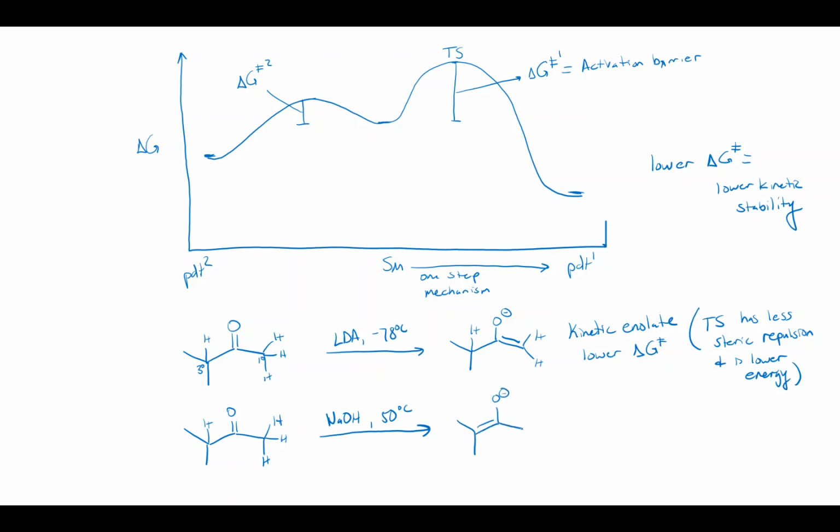Right? And so in this case, we end up forming the thermodynamic enolate because this thermodynamic enolate has the lower delta G naught. This is the more stable alkene because it's more substituted. This is more thermodynamically stable. It's less reactive. And so that's the thing that will form. If we have enough energy to get over both transition states, we'll always end up forming the more thermodynamically stable compound.